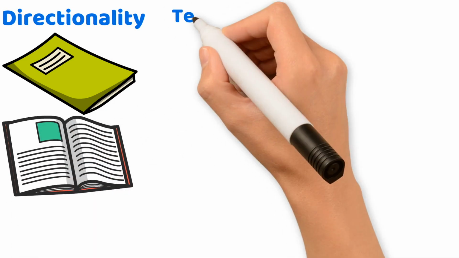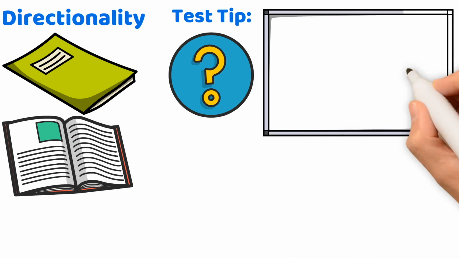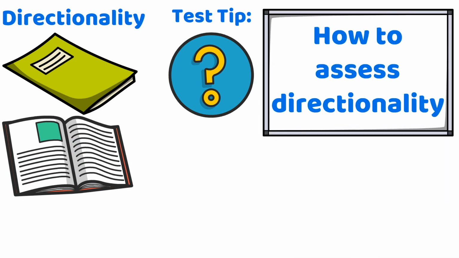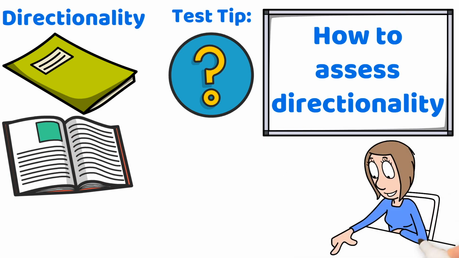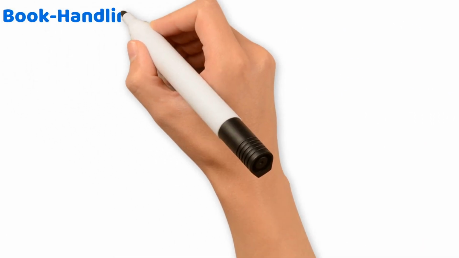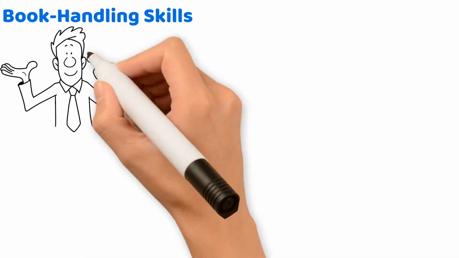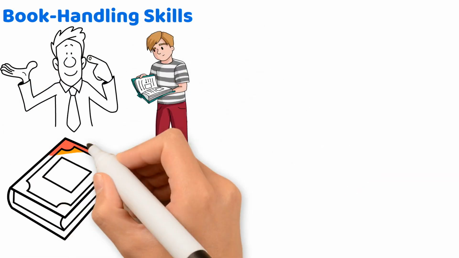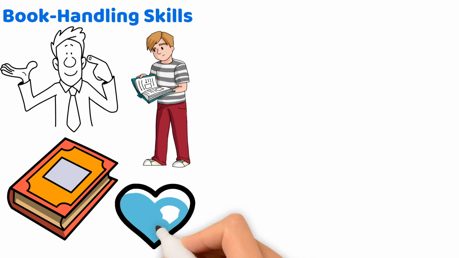Test tip. If you get a question on test day about how to assess directionality, look for a response where the student in the question can point to the word that comes next during reading. Fourth is book handling skills, and this is the understanding of how to hold a book correctly, differentiate between the front and back covers, and handle books with care.